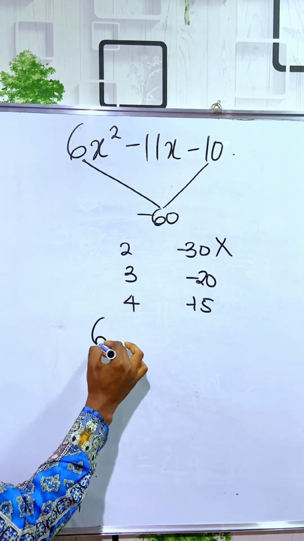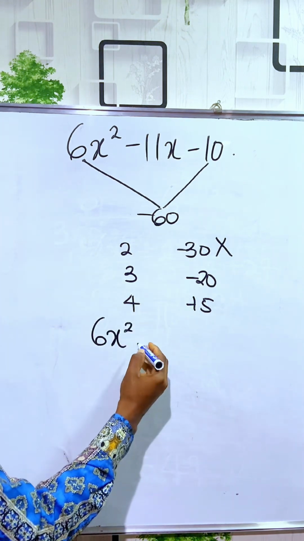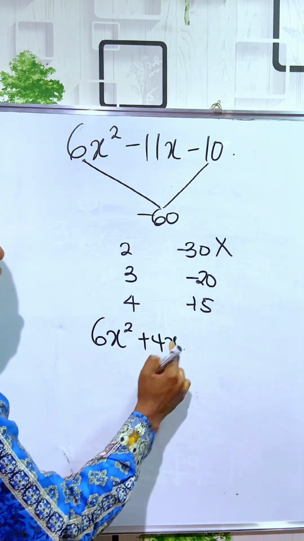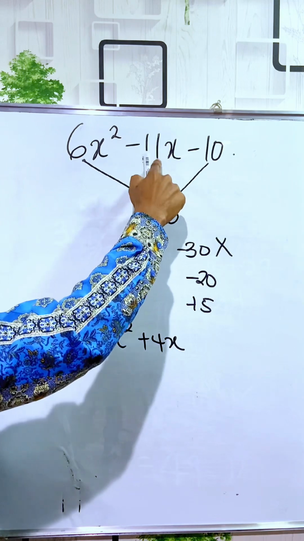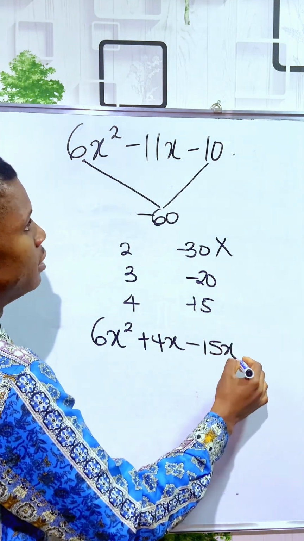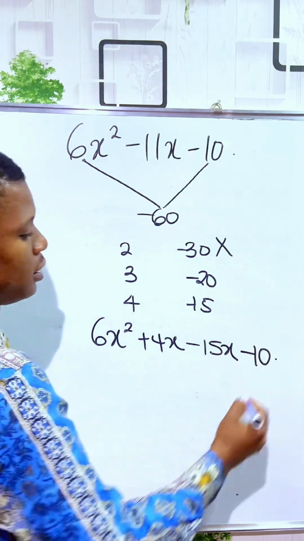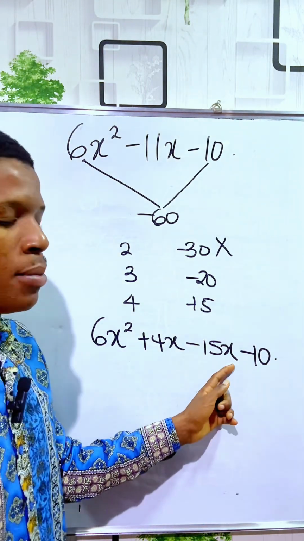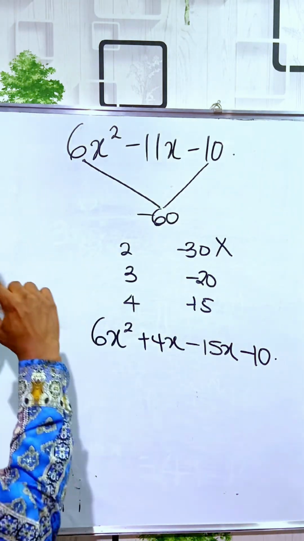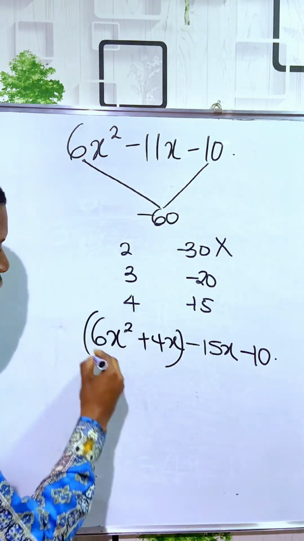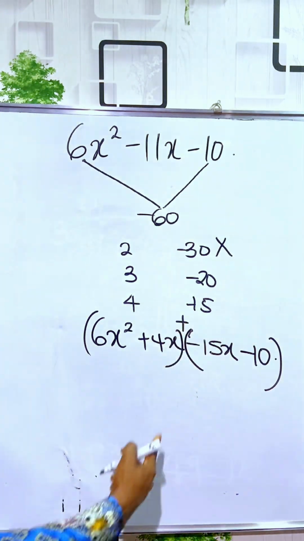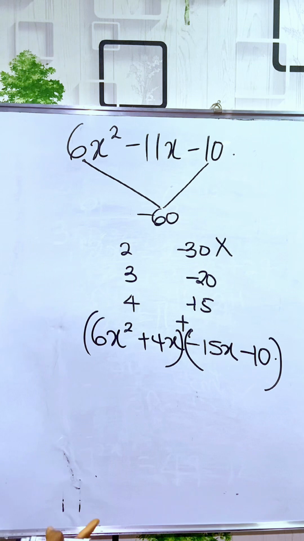So these are the best factors. You write it as 6x squared, then we use these two terms, the first one plus 4x, to expand the middle term. Then minus 15x, then minus 10. You know that 4x plus minus 15x is still minus 11x. So you now factorize by grouping. You just have to group these two. Ensure you put this positive sign, showing that they are not multiplying.